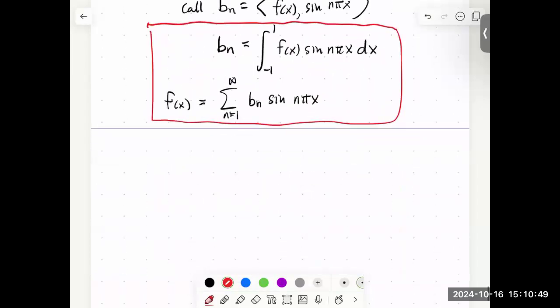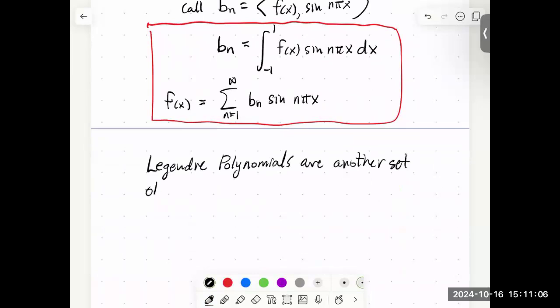Okay, we won't do this today, but I will just make a note that Legendre polynomials are another set of orthogonal functions. Could they exist in different function space then?